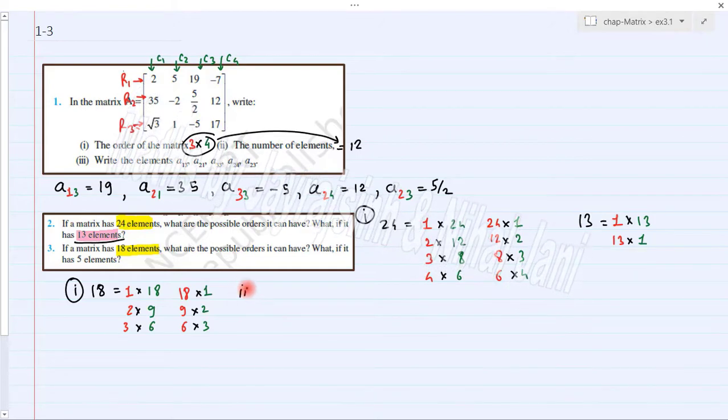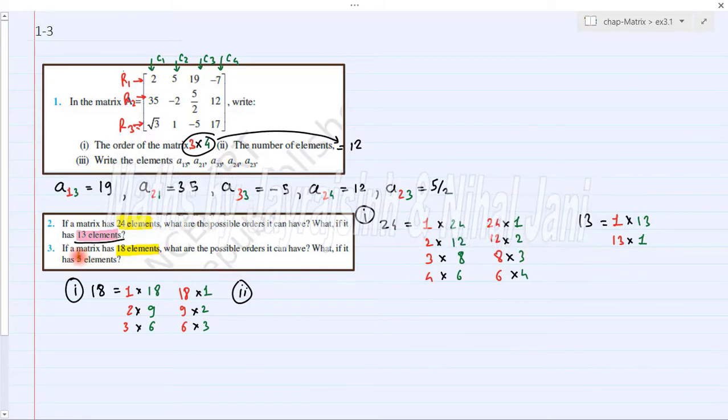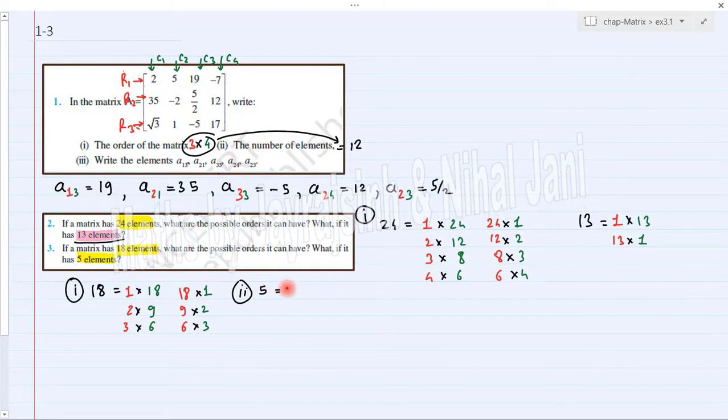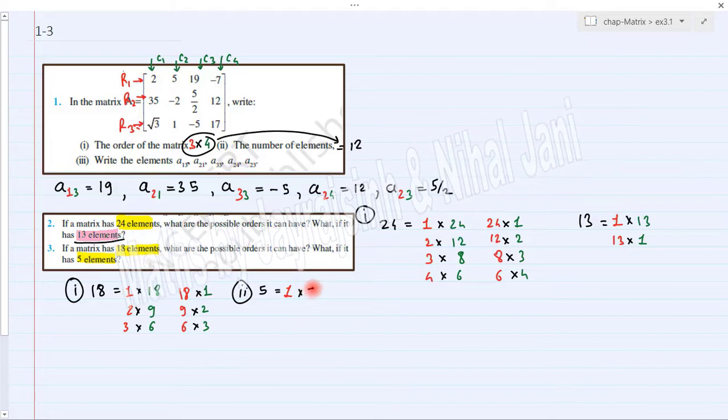Similarly, in the second part of the question, we have to find the possible order of a matrix if it has 5 elements. So we have to find factors of 5, and we know that the only factors of 5 are 1 cross 5 and 5 cross 1.